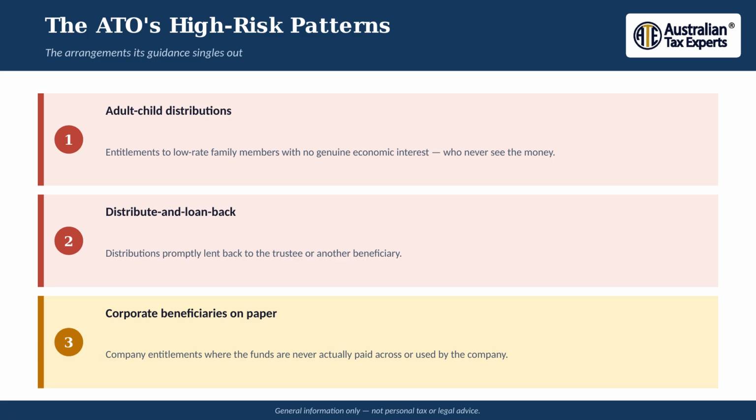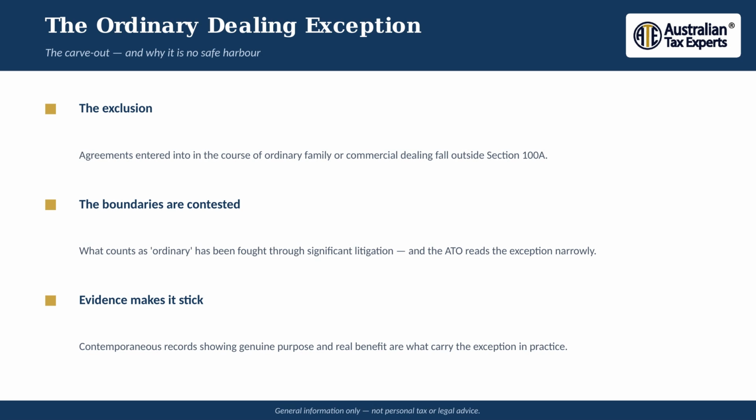Bucket company entitlements where the funds are never actually paid across or used by the company. If your trust's history includes any of these patterns, it deserves a professional look before the ATO's data matching gives it one. Now the defense. Section 100A does not catch everything.